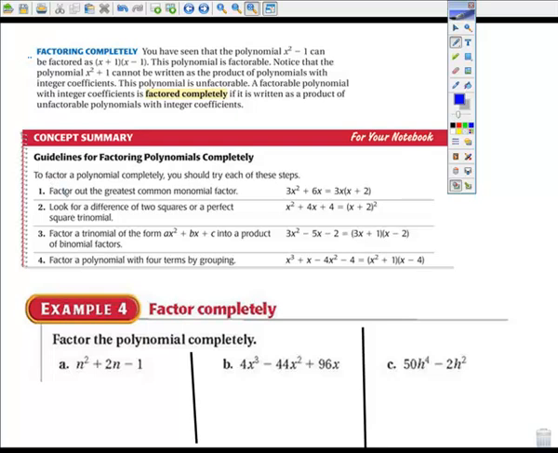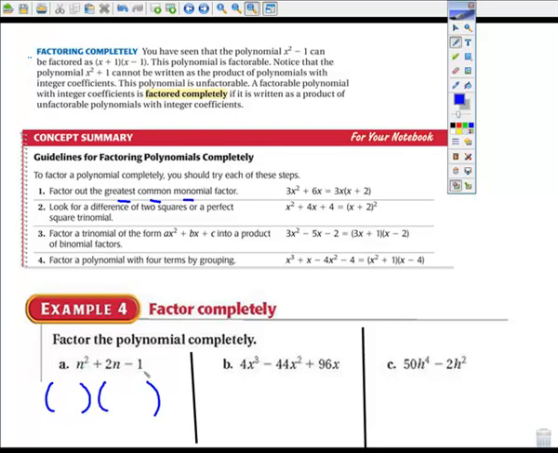These are the guidelines. The first thing you want to do, and I keep saying this, is factor out the greatest common monomial factor. The next thing you do is look for the difference of two squares or a perfect square trinomial. You look to see, is it one of those special products? If it's not a special product, then you just simply factor the polynomial by the guess and check method. And then another thing you want to look for is grouping. So you have to see, can I group? So here in this particular one, let's go ahead and try and factor it.